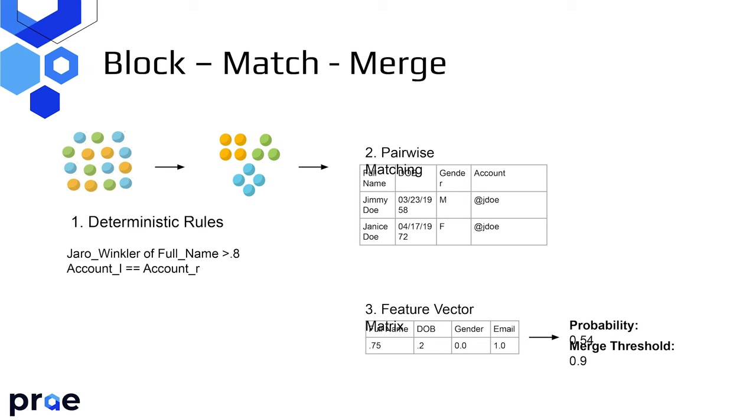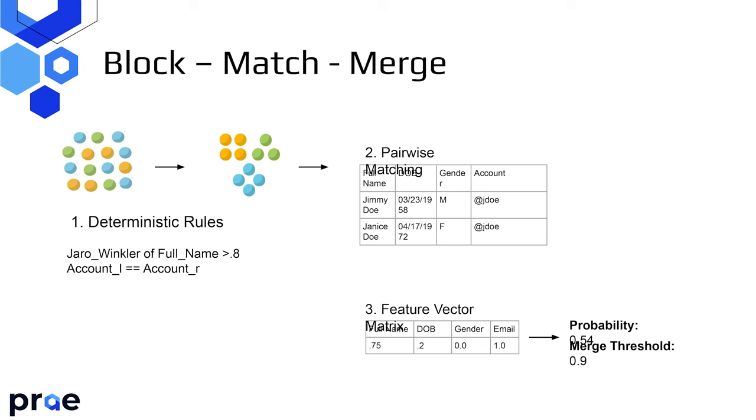Because you're not going to want to take every record in your database and match it with every other record. If you have millions of records, that's just computationally expensive. So we set these deterministic rules. The tools then first block or cluster people together. Then the pairwise matching takes place. So every person in every cluster is paired together. That is then pushed to a feature vector matrix. So each feature is actually translated into embeddings, and then similarity is run across those embeddings to produce this matrix.